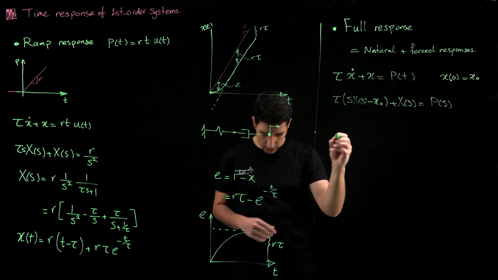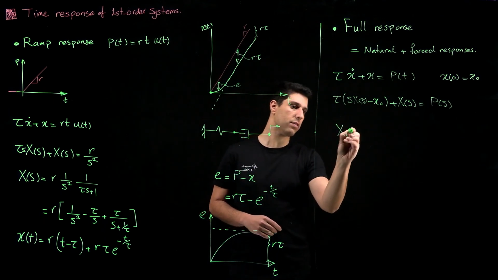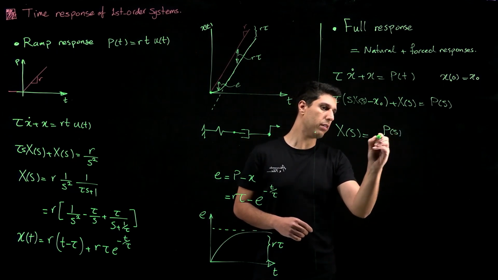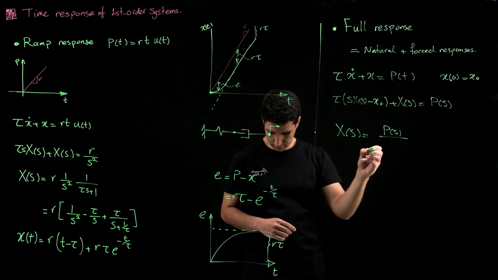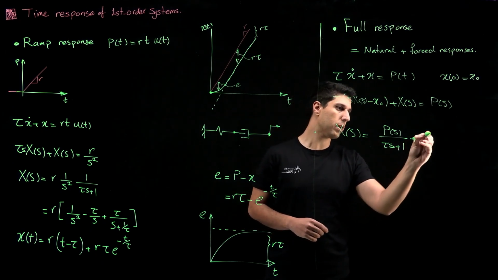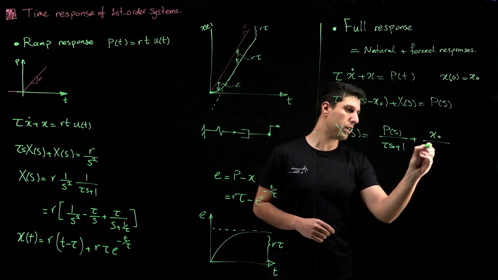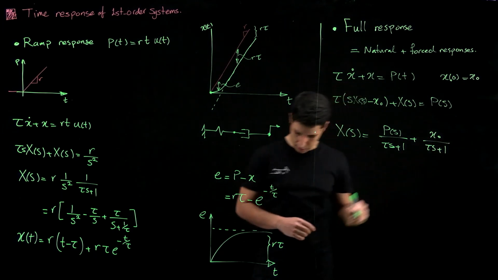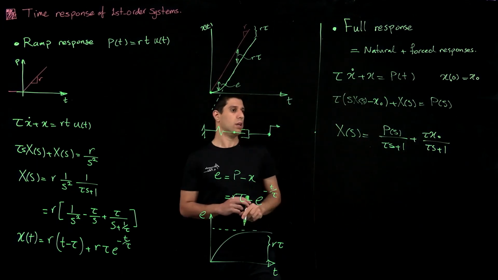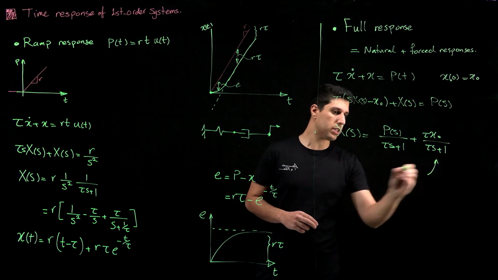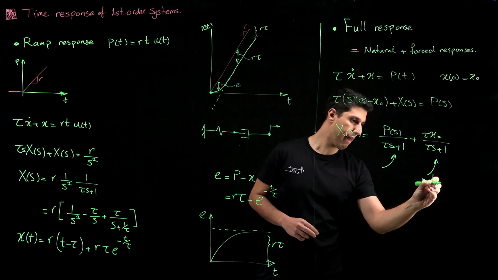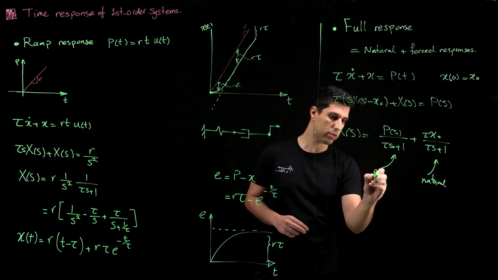And rearranging things, I will arrive at x of s equals p of s divided by tau s plus 1 plus x naught divided by tau s plus 1. I need a tau here too. So, and these two are precisely what we have up here. This one is natural response, and this one is forced response.